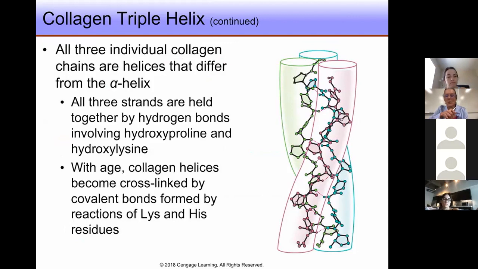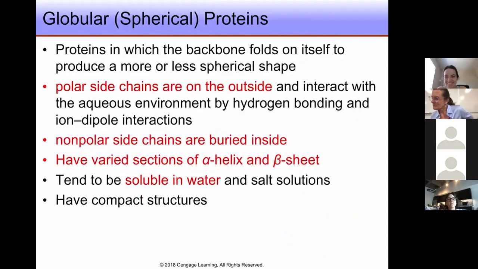So it's a coiled coil and they call it the collagen triple helix. And with age, these collagen helices become more and more cross-linked. There are cross-links between the hydroxyproline and hydroxylysine. And when that happens, there's increased cross-linking. Your collagen gets less elastic. It becomes more stiff. And then you get wrinkles. Okay, so that's fibrous proteins.